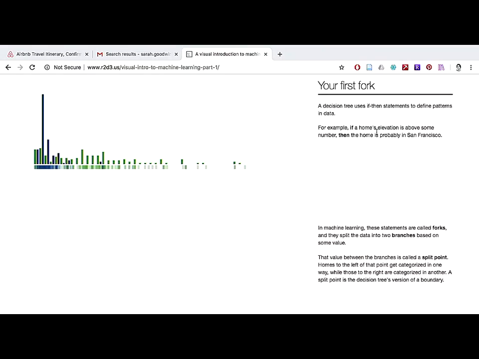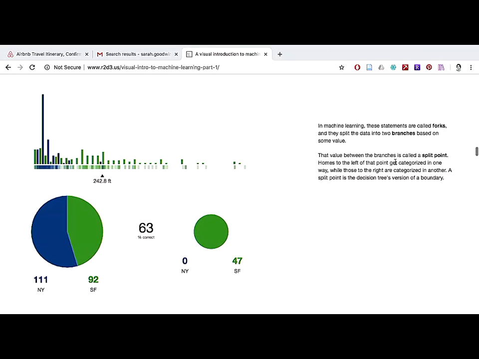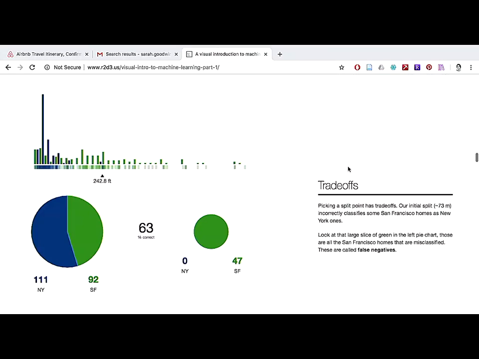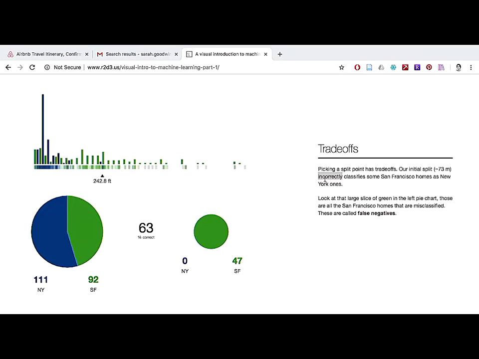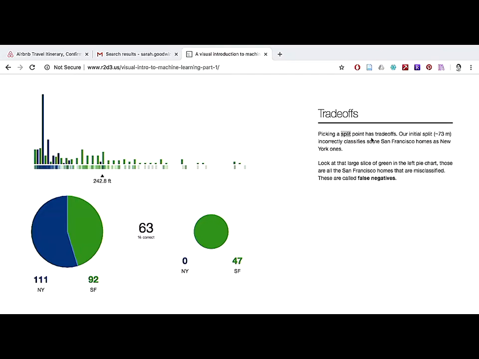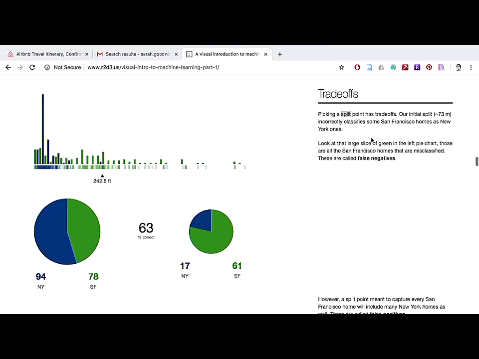If a home's elevation is above a certain number, then the home is probably in San Francisco. In machine learning, these statements are called forks, and they split the data into two different branches. It's nicely presented, nicely explained. It's called a split point: the homes to the left of that point get characterized into one, and the ones on the other side go to the other. Picking a split point has trade-offs, because obviously we could falsely classify one or the other.